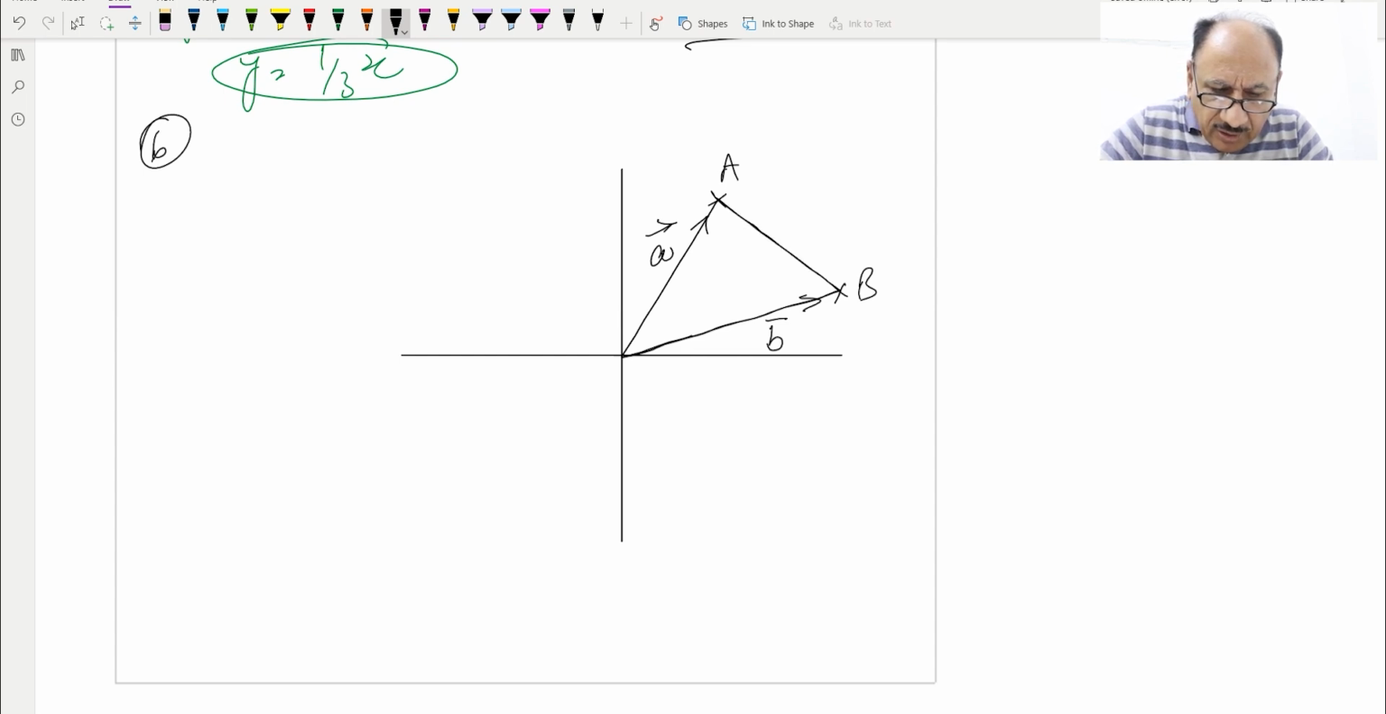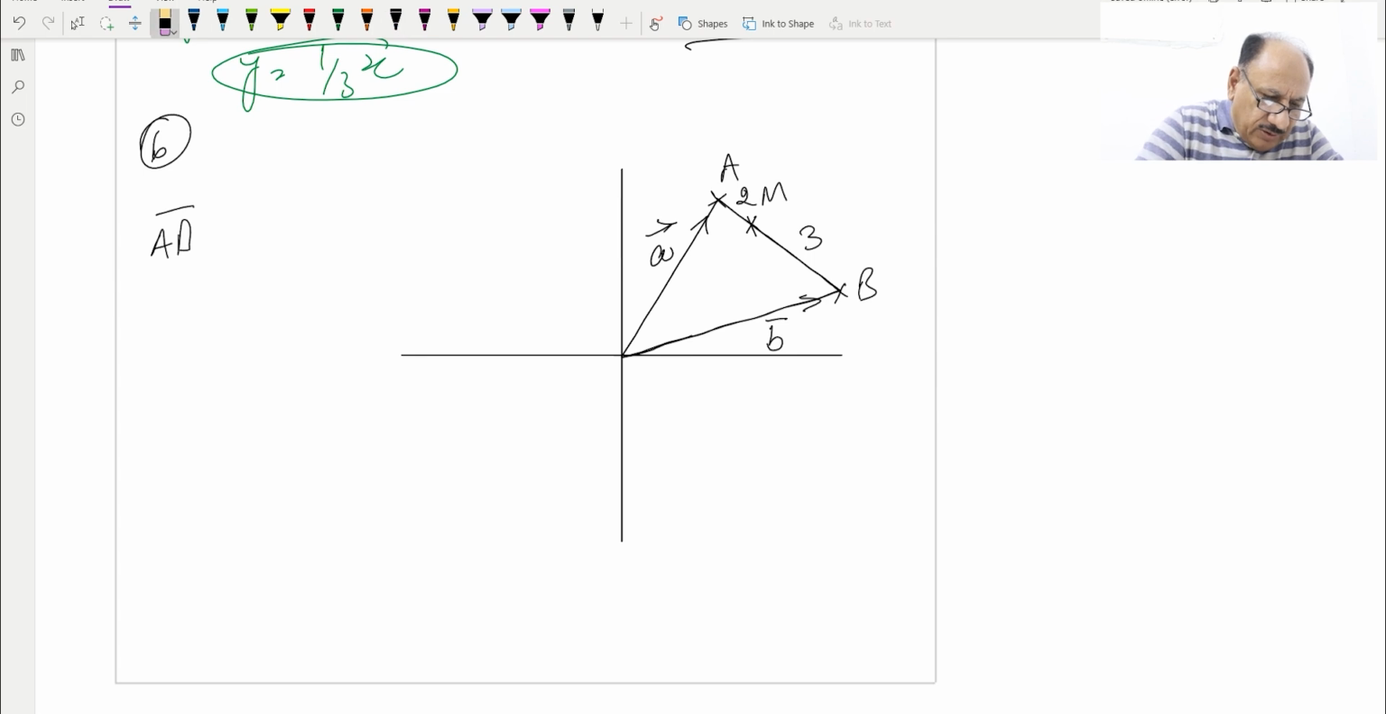So if we join this one, so AM, so we can take M is not the midpoint. M is a point on AB, so this is M. Ratio AB is 2, this is 2, and this one ratio 3. So this is the ratio given. Find in terms of A and B the position vector of M. So first of all, we can find AB.